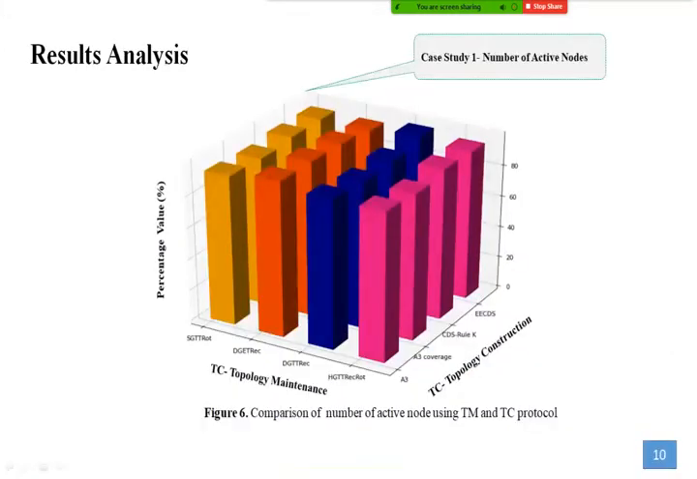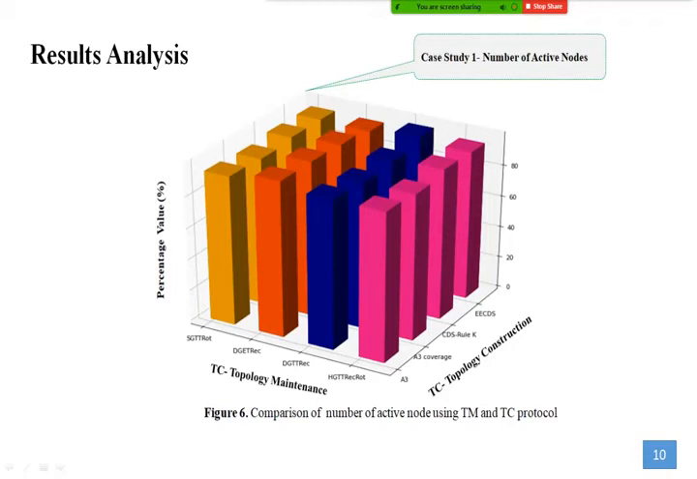This is the simulation result of our case study. We have four case studies. The first one is the number of active nodes. This is the percentage value. And here is the topology construction protocol, and here is the topology maintenance protocol. This value determines how many nodes we use. If you get a 100% value, that means all the nodes are active.